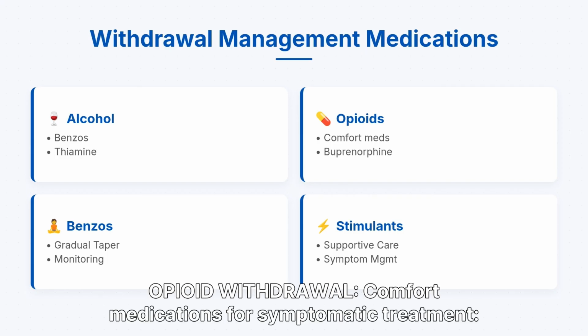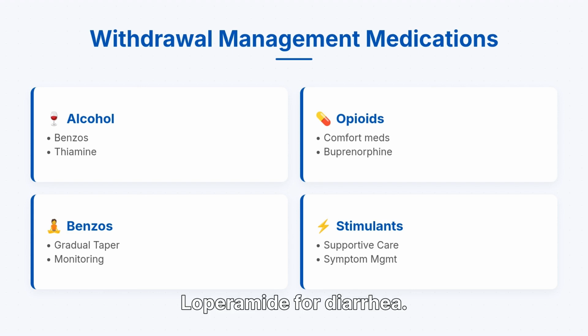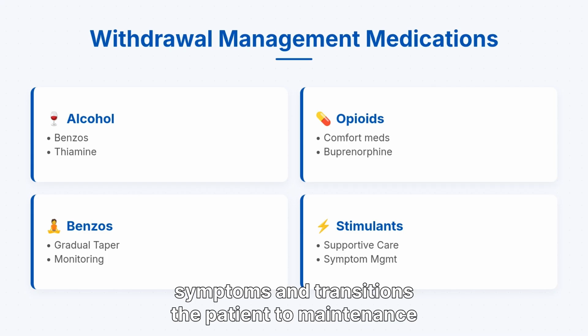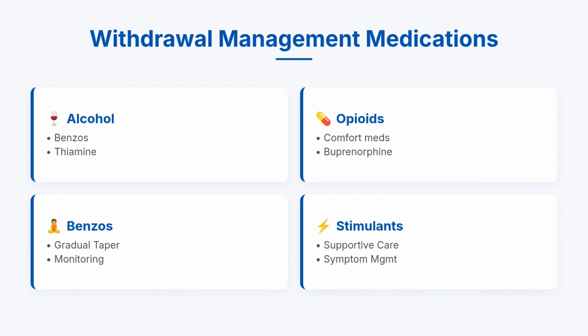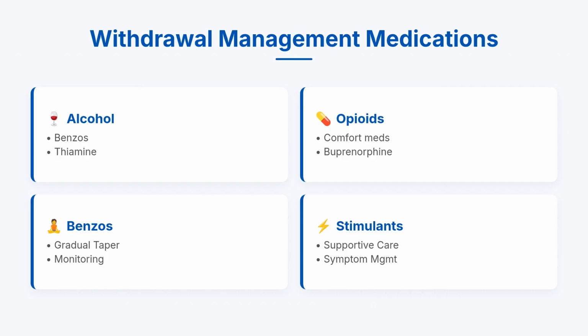Opioid withdrawal. Comfort medications for symptomatic treatment. Clonidine for autonomic symptoms: sweating, anxiety, elevated blood pressure. Loperamide for diarrhea. Ondansetron for nausea. NSAIDs for muscle aches. Or use buprenorphine, which controls all withdrawal symptoms and transitions the patient to maintenance treatment. Or use methadone in a licensed clinic setting.